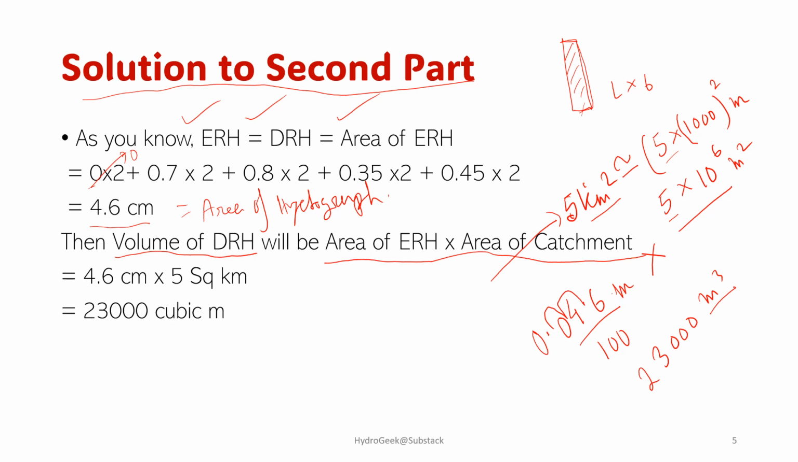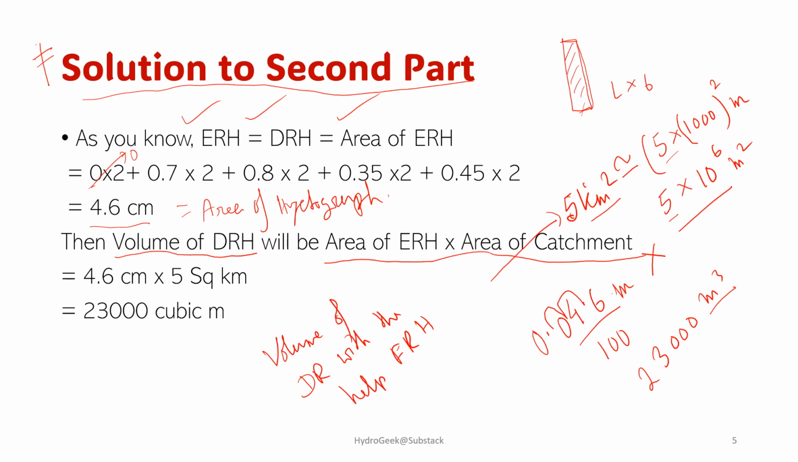So this is your solution to the second part, and we have already shown the solution to the first part. So you can imagine how easy it is to find the volume of direct runoff with the help of the effective rainfall hyetograph and its area. Of course, the area is important.